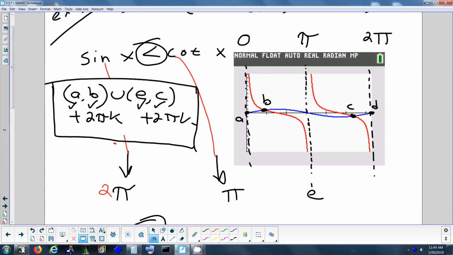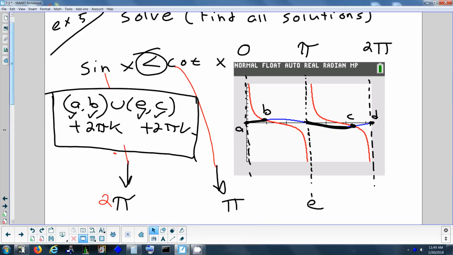So this behavior where it's below from here to here and below again, those two things that I just traced in black are going to repeat every cycle. You're going to get 2 sections in every cycle that are below. So that's why you have to put plus 2 pi k, just like we did for the equations. Okay, questions on that one?